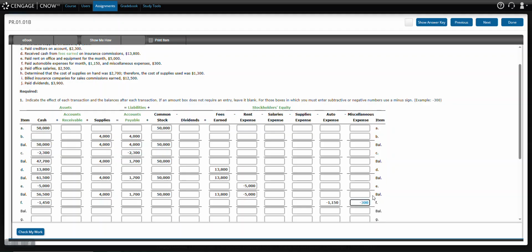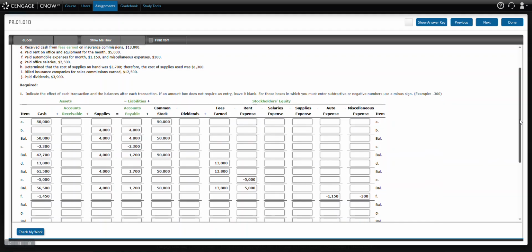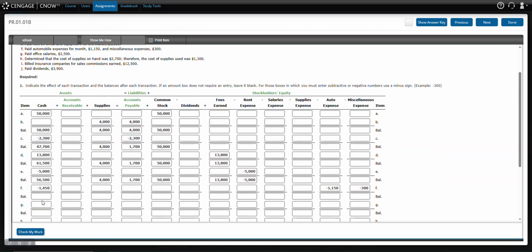My accounting equation still balances. My assets are dropping by $1,450. And in total for this transaction, my equity is also going down by that same amount. Remember, every transaction has to impact at least 2 accounts, but it can impact more than 2, which we see here in this transaction. So we update our balances once again.